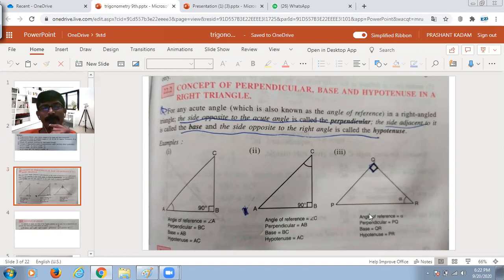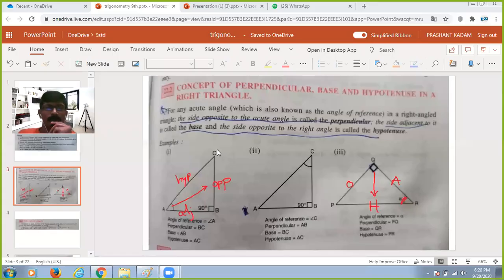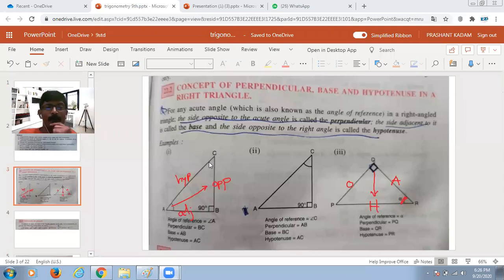Please draw these 3 diagrams and write down in each side what it is called. With respect to A, this is opposite, this is adjacent. With respect to C, this is opposite, this is adjacent. And with respect to R, this is opposite and this is adjacent. And the side opposite to the 90 degrees is always called hypotenuse. I hope you understood till here. Okay, now I hope you have paused this video and written all these 3 diagrams in your book. And now students, the next concept starts.